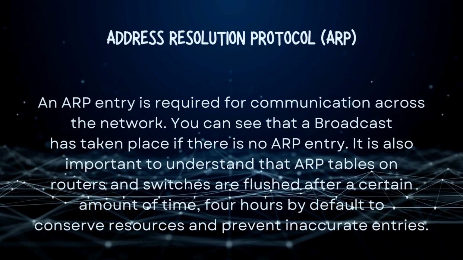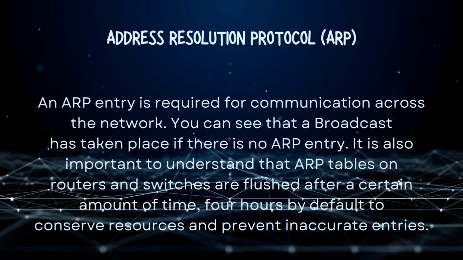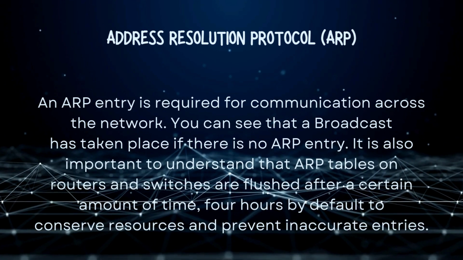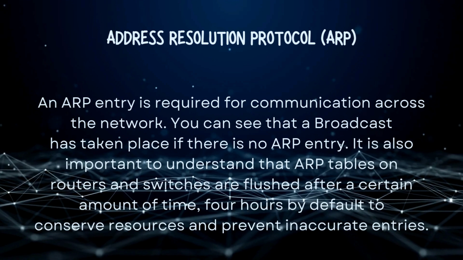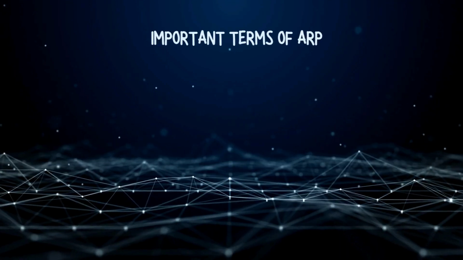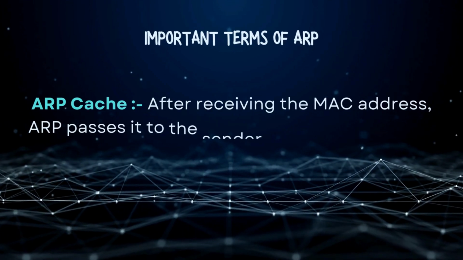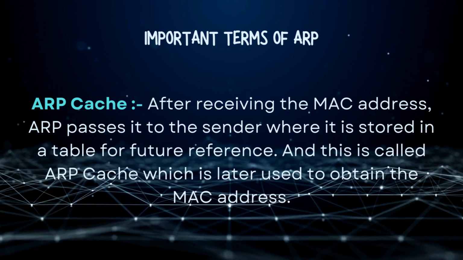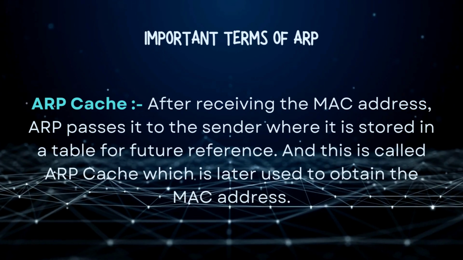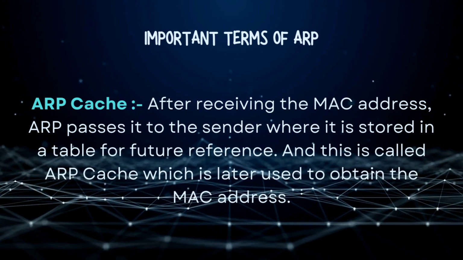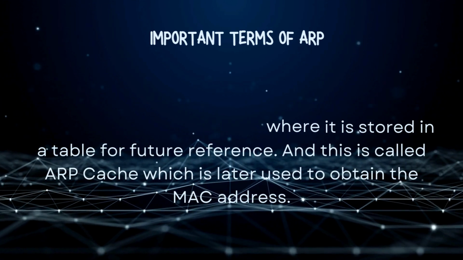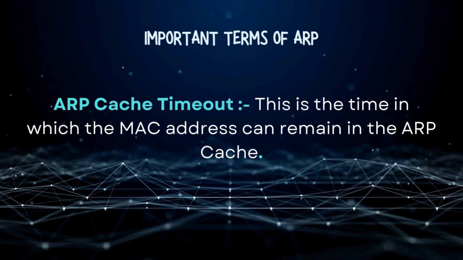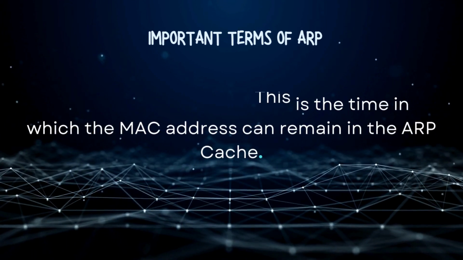It is also important to understand that ARP tables on routers and switches are flushed after a certain amount of time, hours by default, to conserve resources and prevent inaccurate entries. ARP cache. After receiving the MAC address, ARP passes it to the sender where it is stored in a table for future reference. This is called ARP cache, which is later used to obtain the MAC address. ARP cache timeout. This is the time in which the MAC address can remain in the ARP cache.